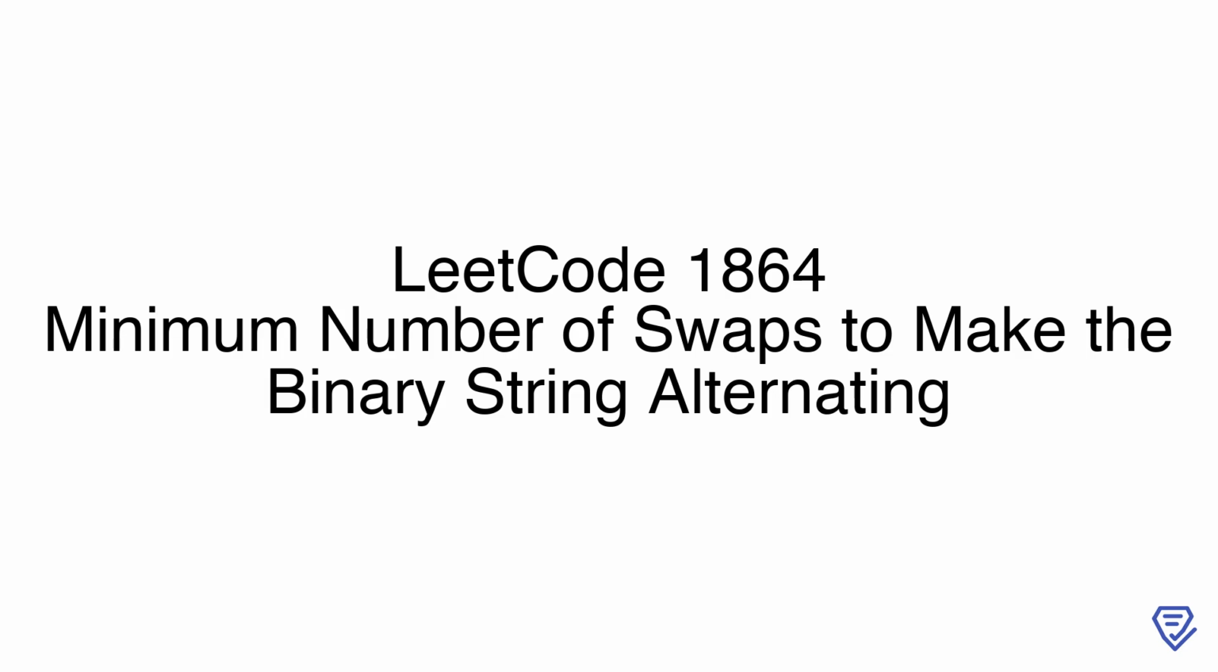Welcome to this problem-solving session. Today, we'll explore a fascinating problem titled Minimum Number of Swaps to Make the Binary String Alternating. This problem challenges us to transform a binary string into an alternating pattern with the fewest swaps possible. Let's dive in and break it down step by step.